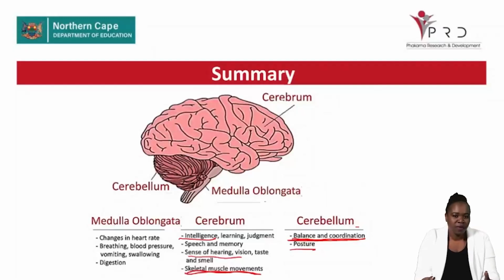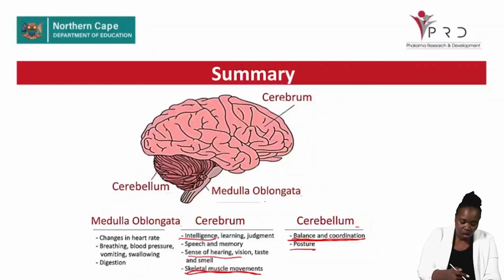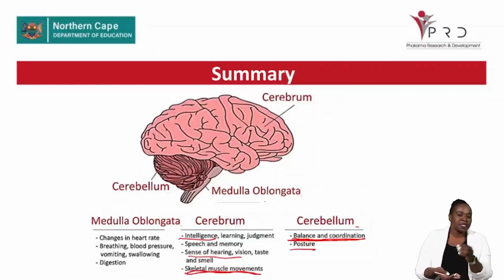Remember, those type of movements are voluntary. So all of this also would not be able to take place if the cerebrum is damaged. Right. So it is very important for you to understand the functions in order to be able to answer questions that are related to the brain, even though the questions are not specifically asking what is the function of this and so on.